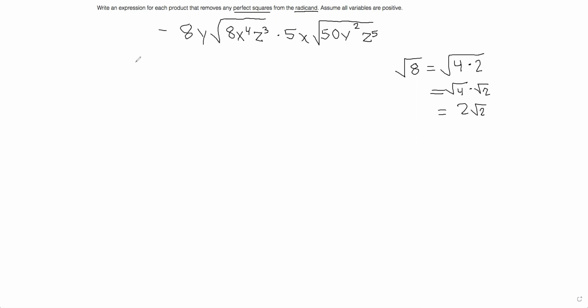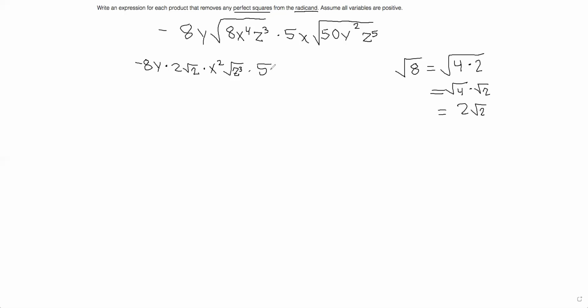So let's go ahead and write this. So we have 8y times, we just found out that this entire thing right here is 2 times square root of 2. So next we're going to give x to the fourth power its very own radical. And we know from the example I did a couple minutes ago that square root of x to the fourth is equal to x to the second. And then we have square root of z cubed. And then we're going to write everything else.